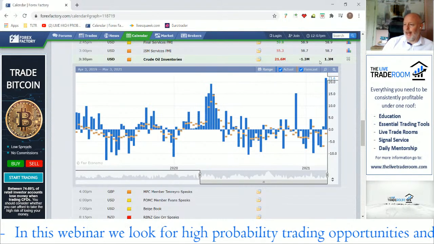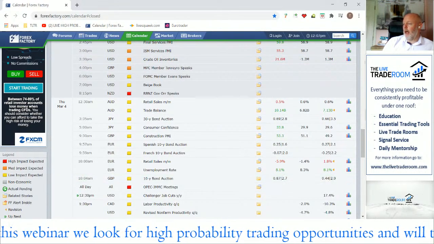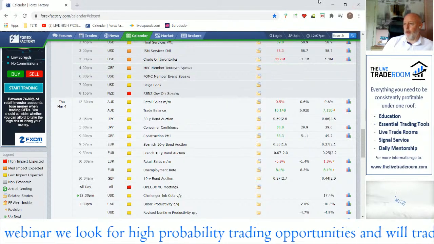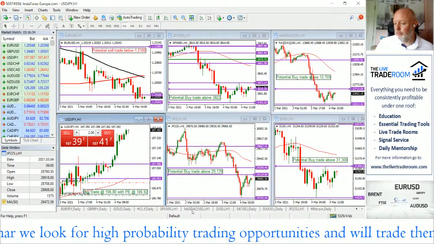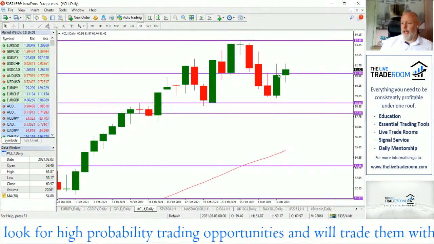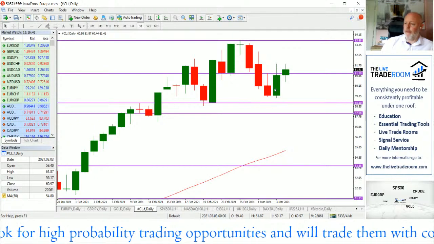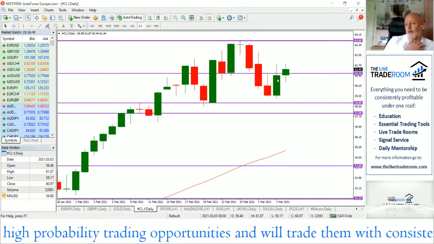And the reason why it's negative is it's likely to have a negative impact on the price of crude oil. However, look what happened to crude oil. It completely ignored that. German Finance Minister Scholz here says Germany will need to take on extra debt in 2021.